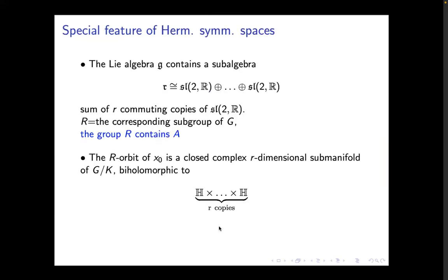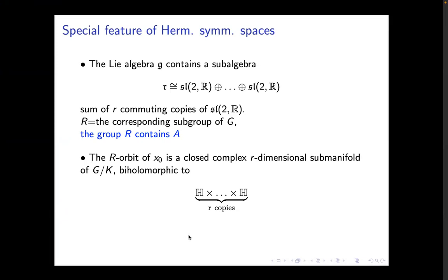Okay, now we consider a very special feature of the group of isometries G of a Hermitian symmetric space of non-compact type. The Lie algebra of G contains a subalgebra which is a direct sum of R copies of SL2R, and these are pairwise commuting. So then to this Lie algebra there corresponds a subgroup of G.